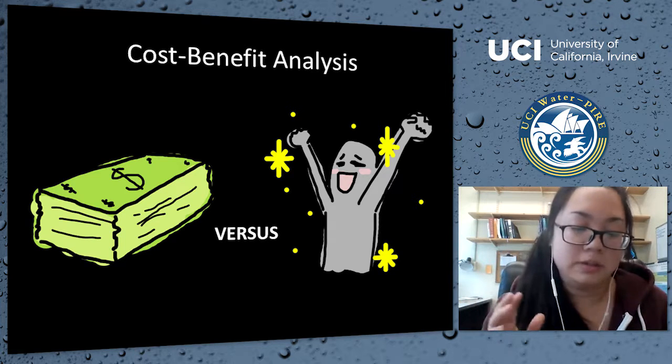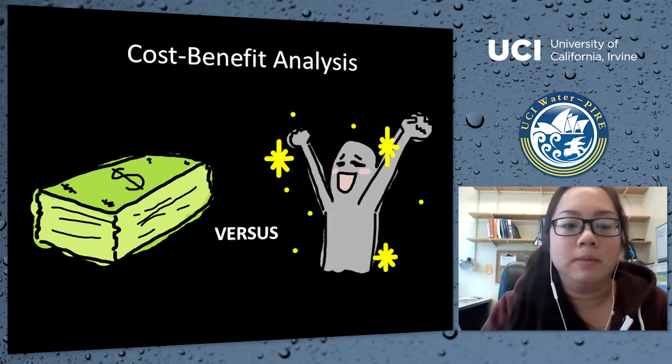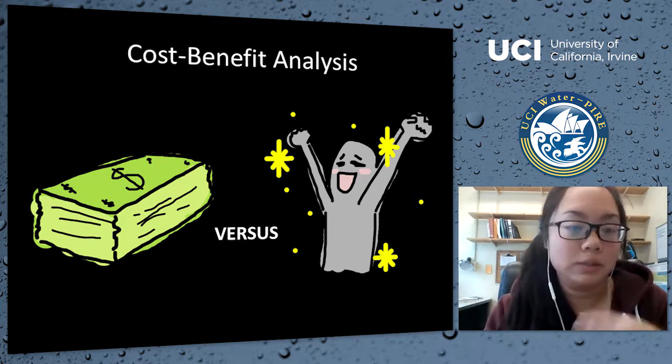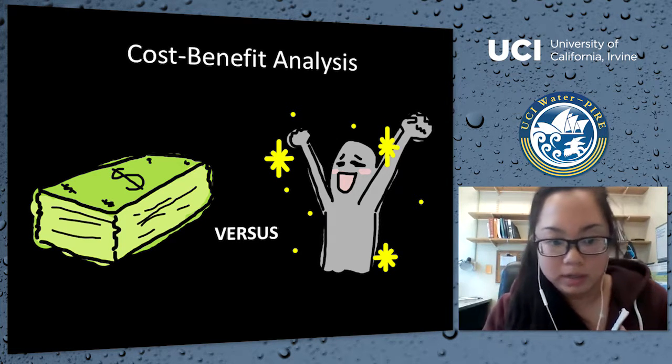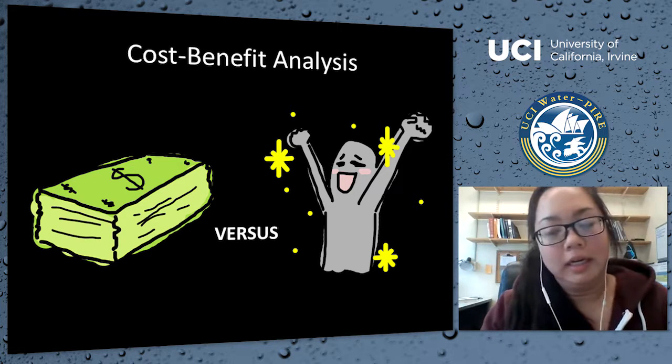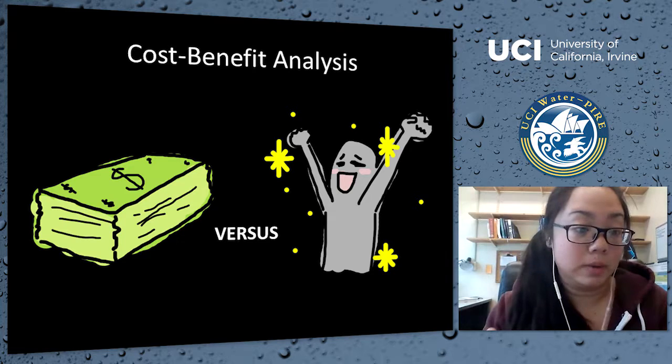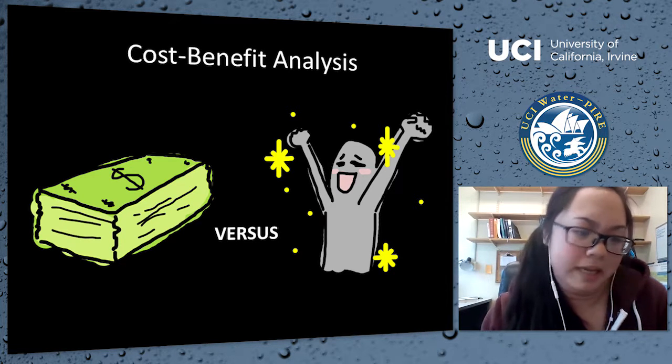So we use cost-benefit as a government, as individuals. Do I want to eat a sandwich for lunch? Do I want to eat a salad for lunch? Which one costs more? Which one tastes better? Do I want to invest in biofilters or a different wastewater management plan?